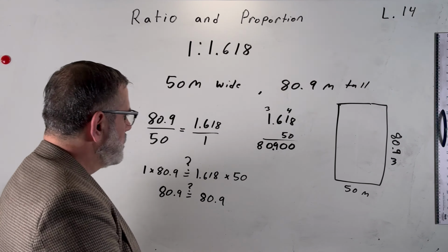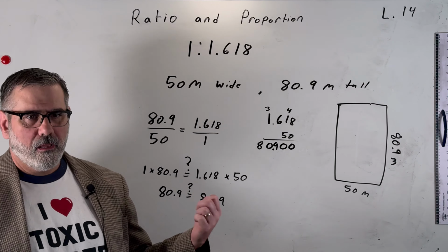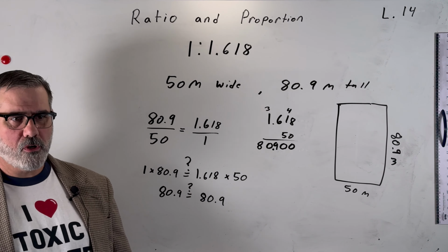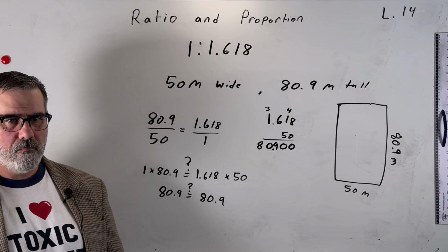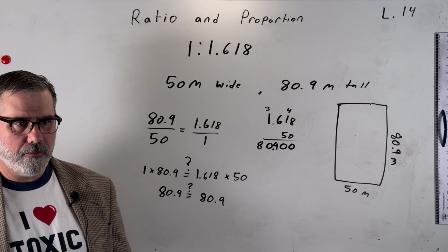80.9. So was this building in proportion to the golden ratio? Yes, it was. So the tour guide was telling the truth, huh?